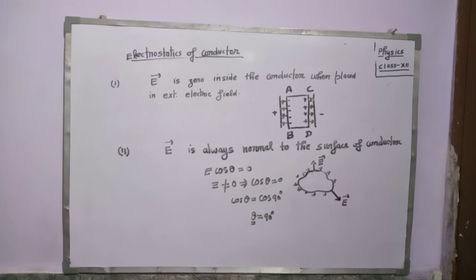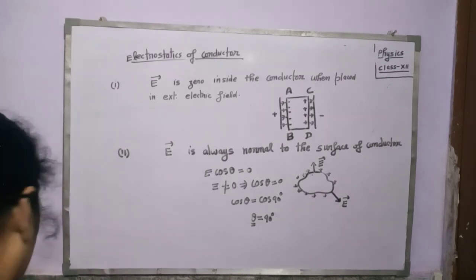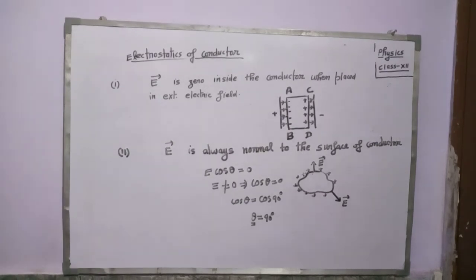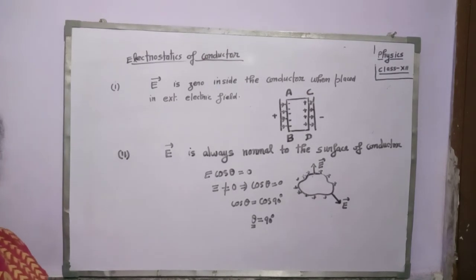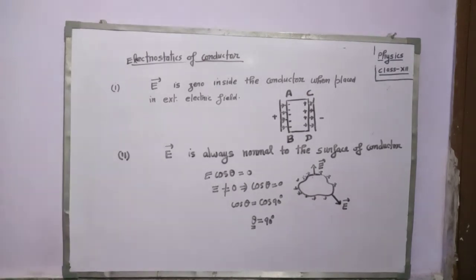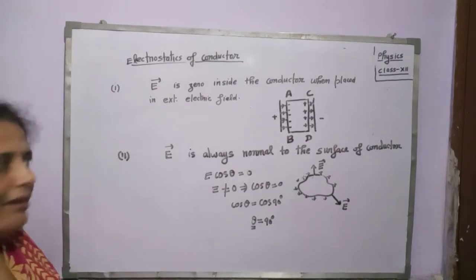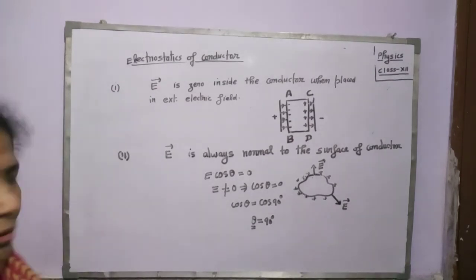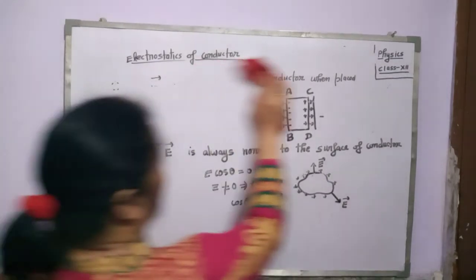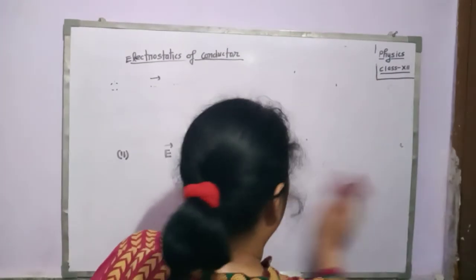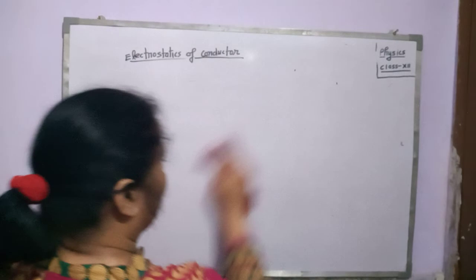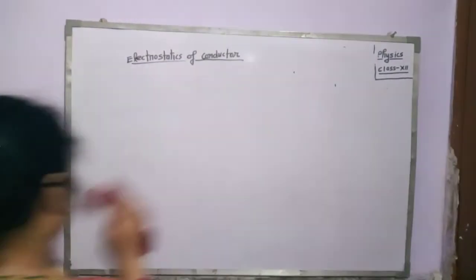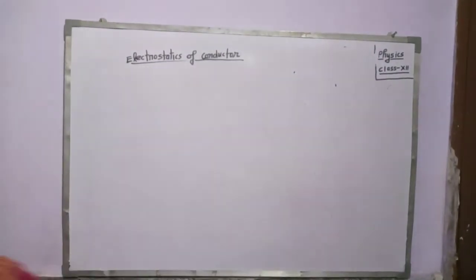This is the second point which is to be noted. The first point is there is no electric field inside the conductor when placed in an external electric field. The second point is electric field is always normal to the surface of the conductor. Now, the third point is the charge given to the conductor always resides on its surface.